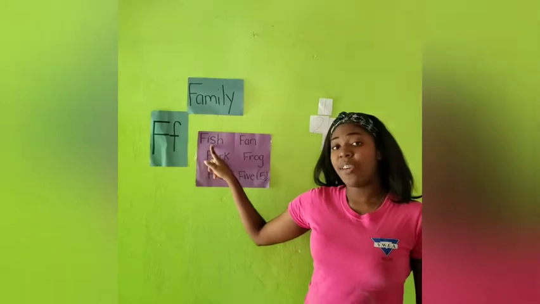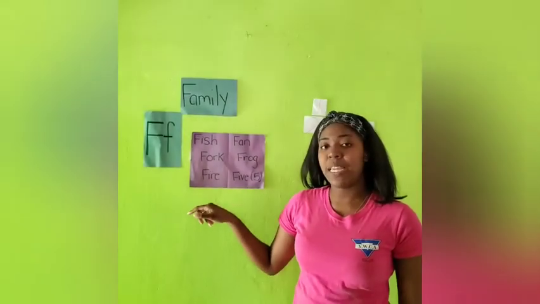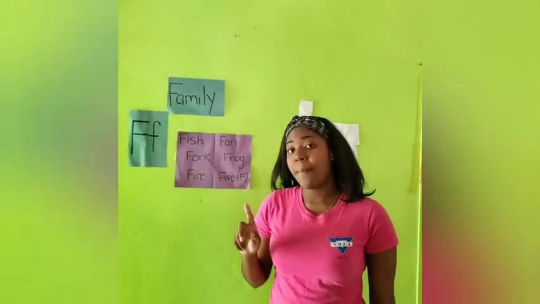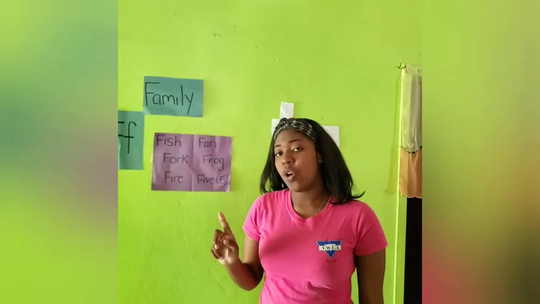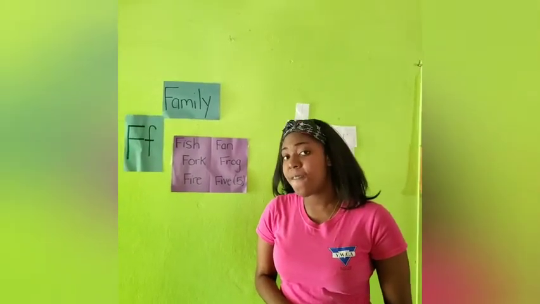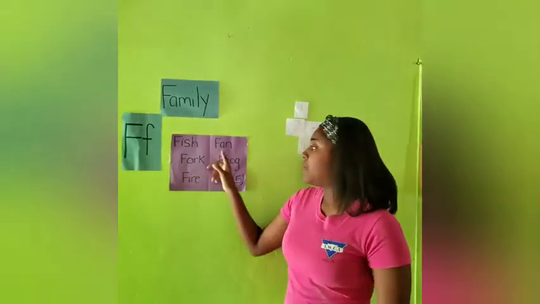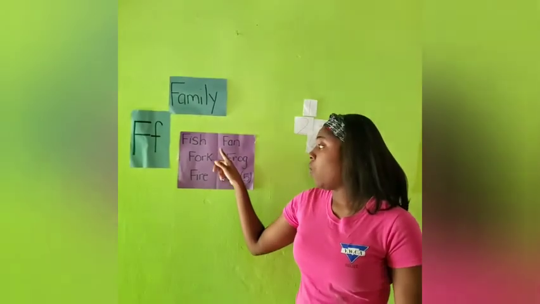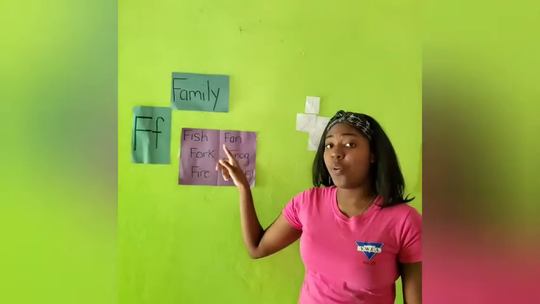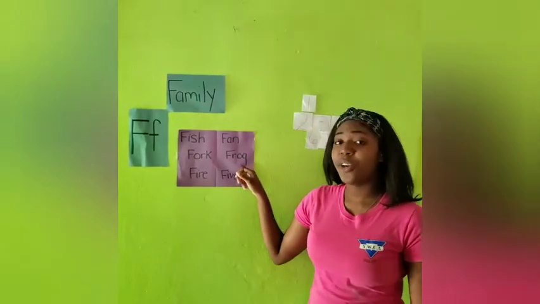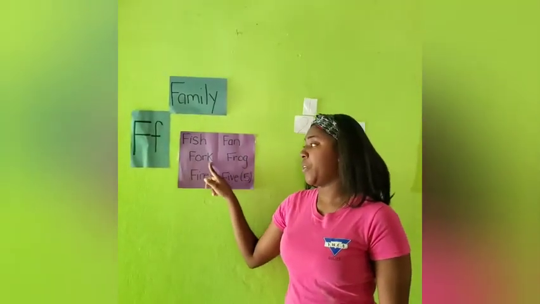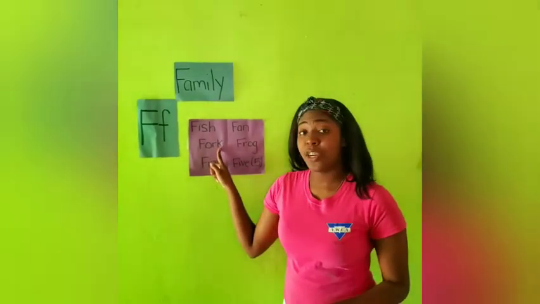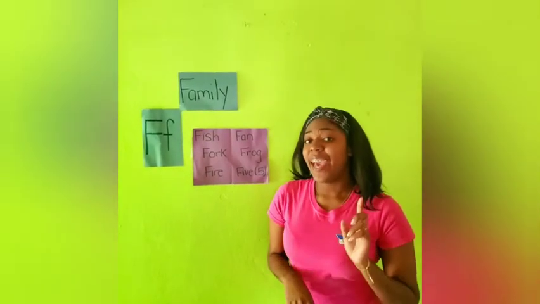So the first word I have here is fish. Let's say it with me. Fish. Again, fish. So remember, the letter F sound says like fish. Let's move on to the other word. Fan. Let's say it with me. One, two, three. Fan. And the word fan begins with the letter F. How about this word? Fork. And fork, boys and girls, begins with the letter F.